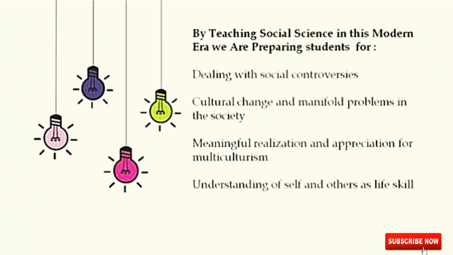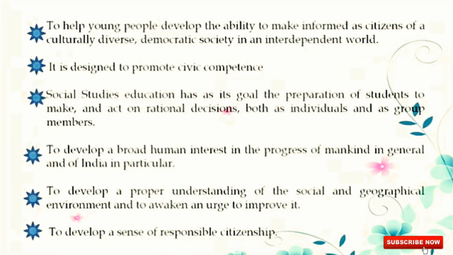By teaching social science in this modern era, we are preparing students for dealing with social controversies, cultural change and manifold problems in the society, and for meaningful realization and appreciation of multiculturalism. We need to understand self and other as life skills. We need to promote young people to develop the ability to make informed decisions as citizens of a culturally diverse democratic society in an interdependent world. We need to design to promote civic competence.